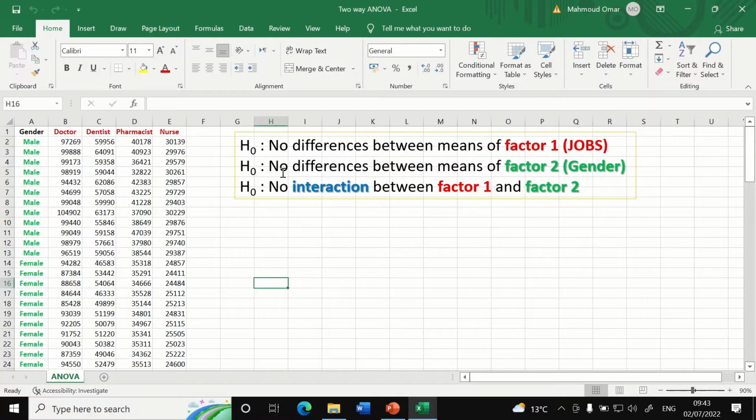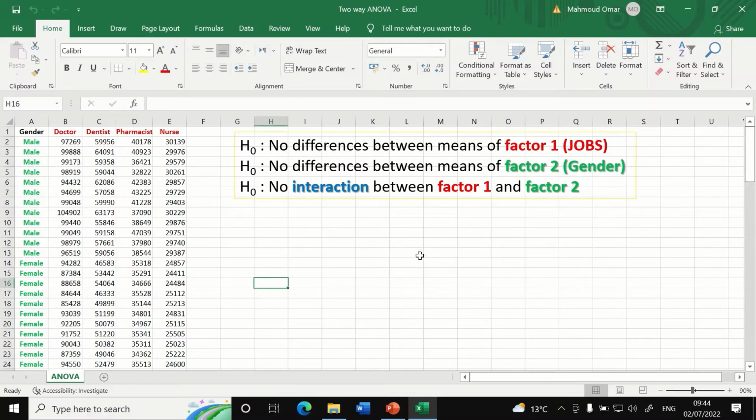The second null hypothesis will address whether there is a difference between gender, male or female, in terms of the salary earned annually, as the null hypothesis states that there is no difference between the means of factor 2. And the third null hypothesis states that there is no interaction between factor 1 and factor 2. So this hypothesis will examine whether factor 1 and factor 2, the occupation and the gender, can influence the salary earned by an individual.